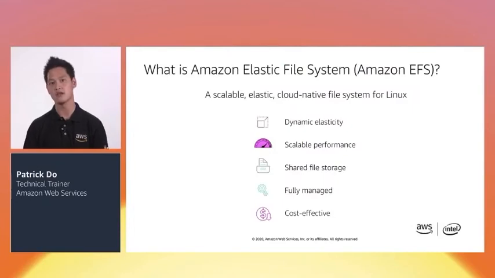What is Amazon EFS, or Elastic File System? Amazon EFS is a fully managed, scalable, elastic, cloud-native file system for Linux. EFS scales for you, so you don't have to worry about data limits or performance, making it easy to implement shared file storage.